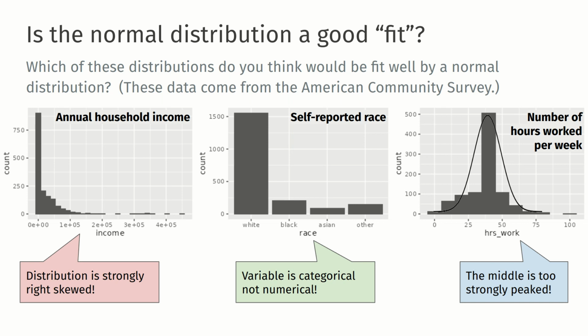So here I've just drawn the normal distribution on top of this histogram, and the problem here is that the middle of this distribution is too strongly peaked. The normal distribution has a characteristic shape. It always looks like that. And so it's not going to be able to accommodate any kind of symmetrical distribution, only certain ones that have this kind of consistent shape.